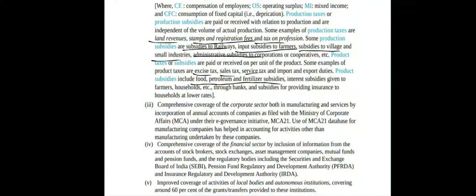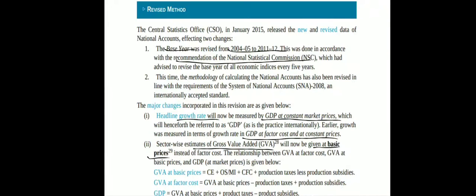And when we have product subsidies, it might include subsidies that you get when you want to produce some essential commodity, maybe food or anything that you get from government to initiate or to promote the manufacturing or production of that good or service. So the product taxes and the product subsidies, you put the value here and you add and subtract the GVA at basic prices respectively, and then you get the value of GDP.